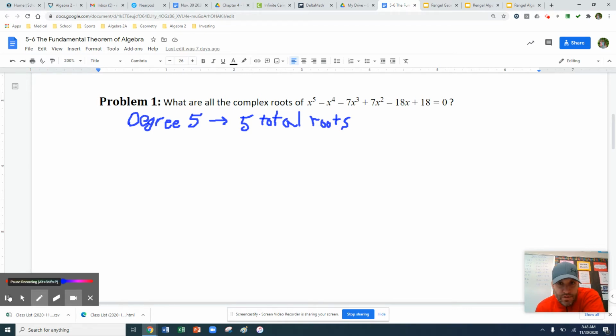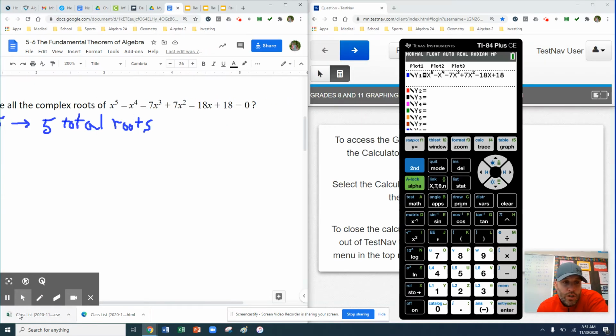So the next thing I'm going to do is put that polynomial into my calculator. Right now you can pause the video and put that in, and the next time you see me, I will have this in my calculator.